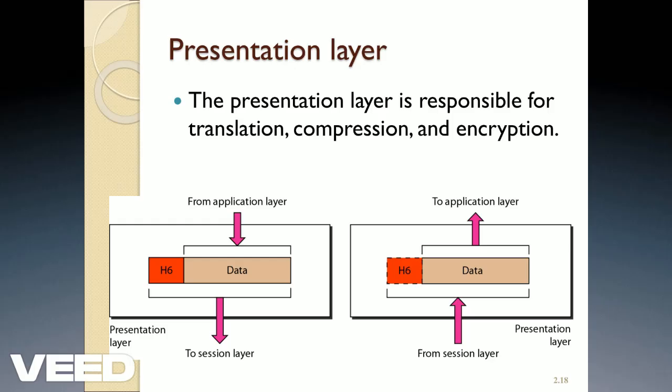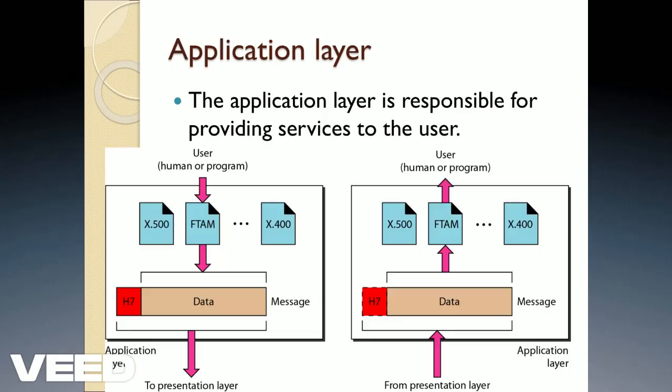Next one, presentation layer. Presentation layer is mainly responsible for translation, compression, and encryption. Suppose the message length is longer, that compression mechanism has to be established in the presentation layer, and then the encryption technique is also established to provide secure access. That is the responsibility of presentation layer. Next one, application layer. Application layer is responsible for providing services to the user by the use of protocols. Through the use of HTTP and DNS protocols, it provides services to the users.